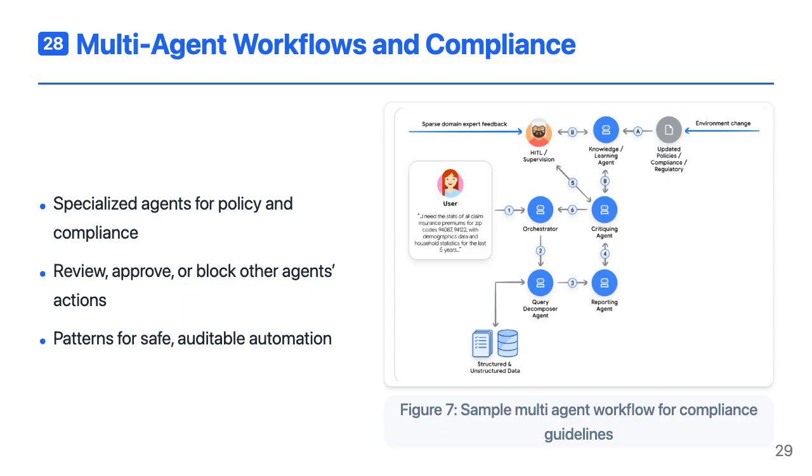Multi-agent systems are especially useful for compliance-heavy domains. You can create dedicated policy or compliance agents that review the plans and actions of other agents. For example, before a customer support agent issues a refund or sends a sensitive email, a compliance agent can check the request against guidelines, either approve, modify, or block it. This pattern gives you both powerful automation and a clear, auditable trail of decisions.